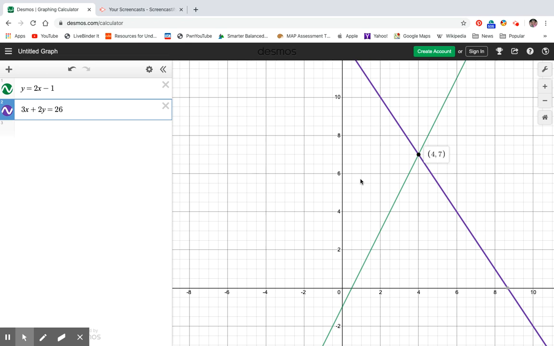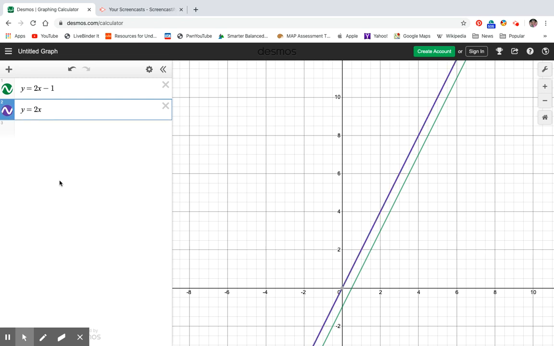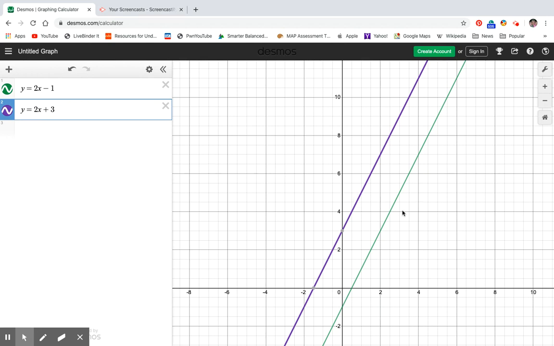Now remember, if the two lines do not intersect, then these two lines have no solution. So if I came in here and put in y equals 2x plus 3, notice that these two lines do not intersect. They're parallel. They have the same slope. So this is no solution.